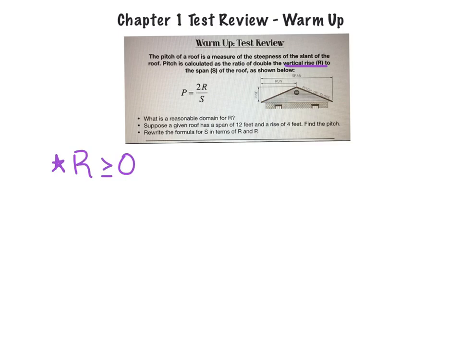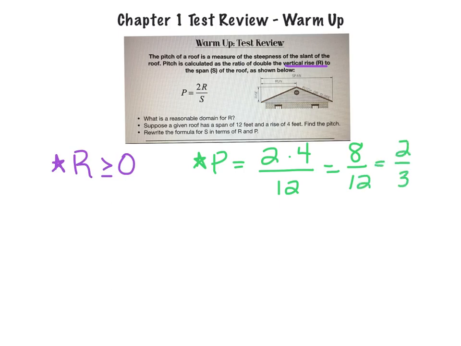Okay, next question is just giving us some numbers to plug in here and solve. It says a roof has a span of 12 feet and a rise of 4 feet. Find the pitch. So the pitch is going to be found by doing 2 times the R value, which it told us is 4 feet, divided by the span of 12 feet. That's going to be 8 over 12, which is really 2/3. And that would be the pitch of my roof. Okay, so that one was pretty straightforward.